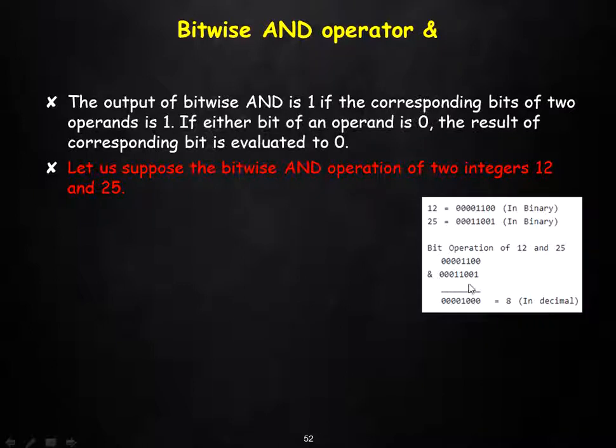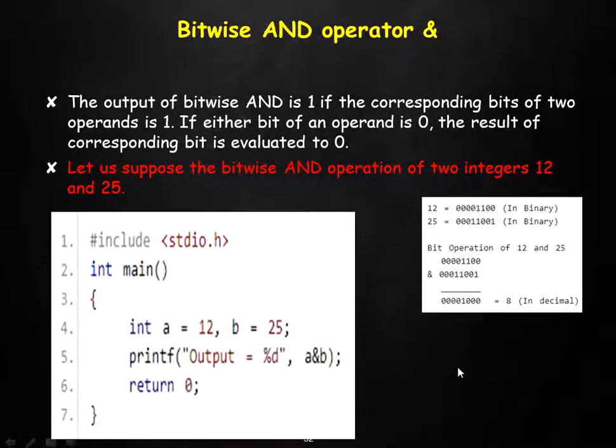So you write them one below the other. This is your 12 and this is your 25. You perform bitwise from right to left. So move this way. So 0 and 1 is 0. The answer will be 1 only if both are 1. So once you have the answer, convert it back into decimal. So the answer is 8. You can write it in a C program in this manner and check whether you get the output as 8. So this was your bitwise AND.